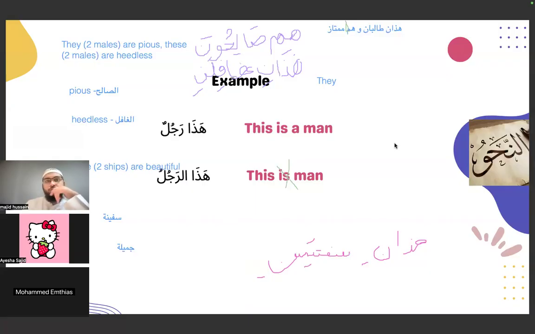So Brother Muhammad wrote huma salihun, but I'm mentioning here they two males, and these are heedless. Hadhaani ghafilaani. So here you need to correct it because they two refers to two males in the third person, huma. Based on huma, we need to also change this one to salihaani. And here, hadhaani ghafilaani. Okay, brother? Okay, got it. Now, sister, you finished?